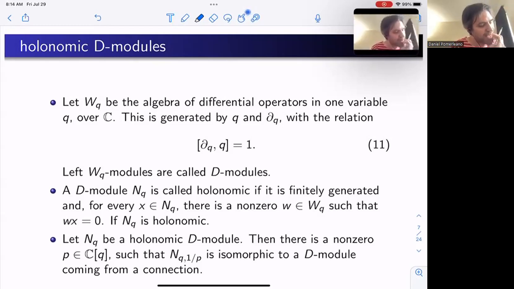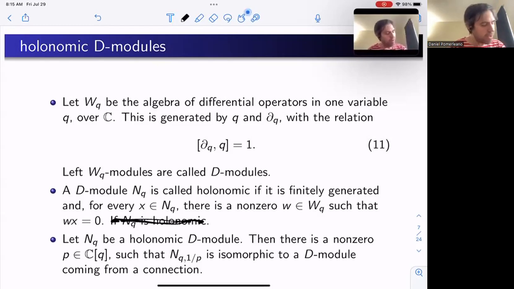So let's say you have the algebra of differential operators. It's just the thing generated by q and d/dq, and you have this commutator relation. And so a module is holonomic if it's finitely generated, and for every x, there's some non-zero polynomial in q and d/dq which annihilates that vector.